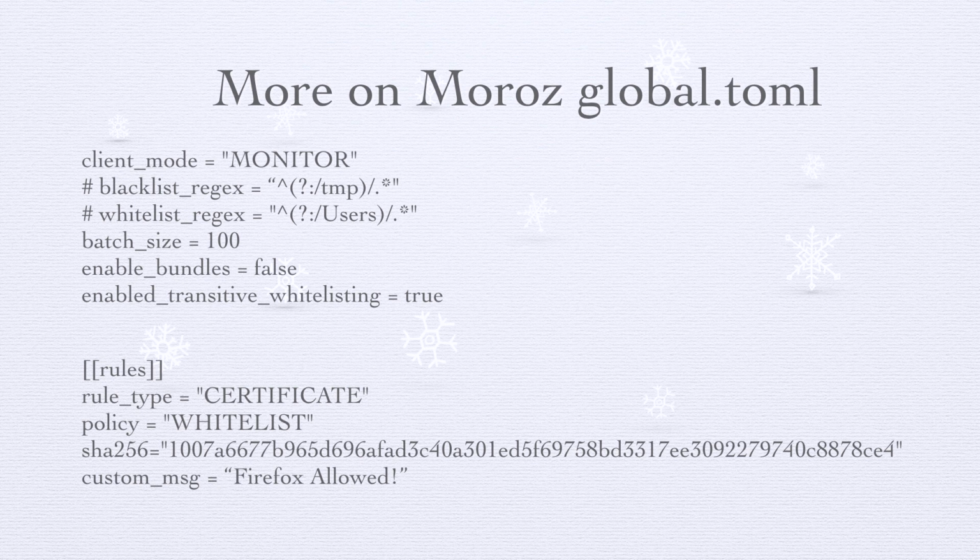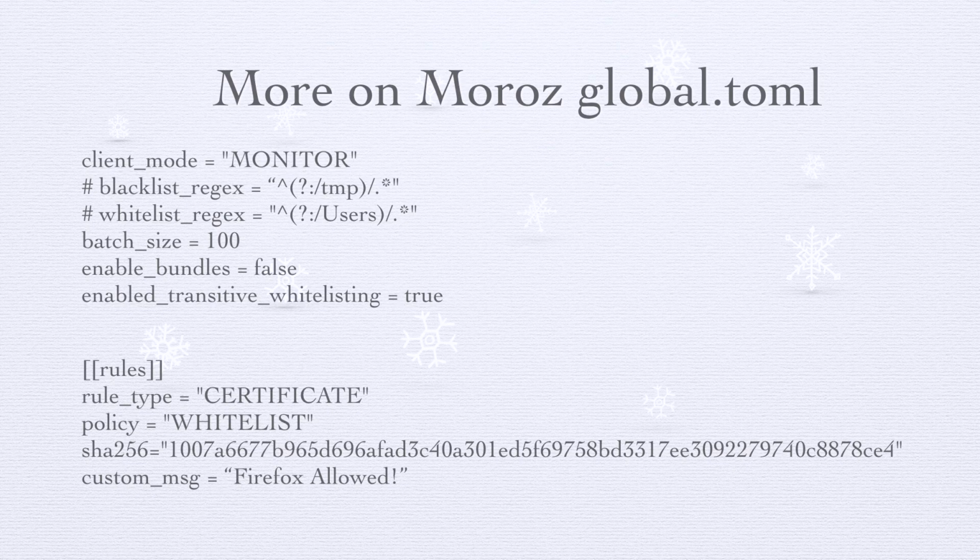It's a tough one. A couple of settings for Moroz. I won't go into what those are doing right now, but down below is important. This is the rules block. These 5 lines you're going to repeat for every whitelist, blacklist rule that you want to make. It can either be a certificate rule or binary rule. It can be either whitelist or blacklist. The SHA-256 hash value is going to apply either to the certificate hash or the binary hash, depending on whether it's a certificate or binary rule.